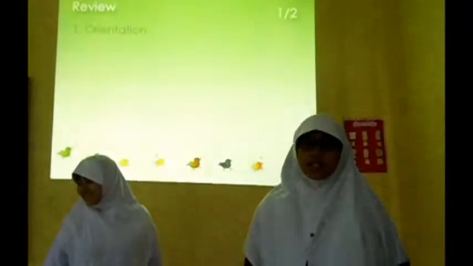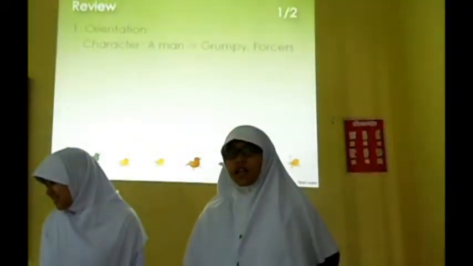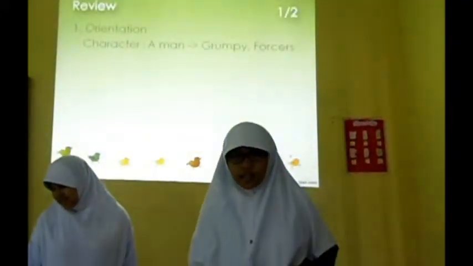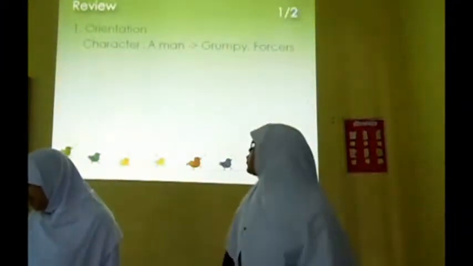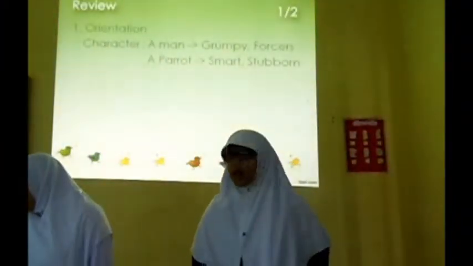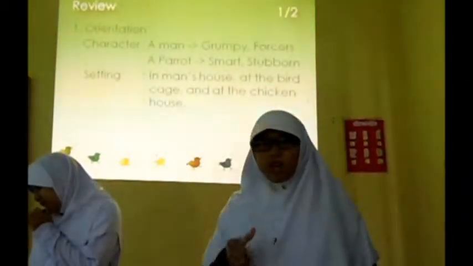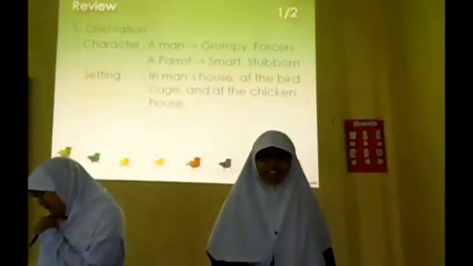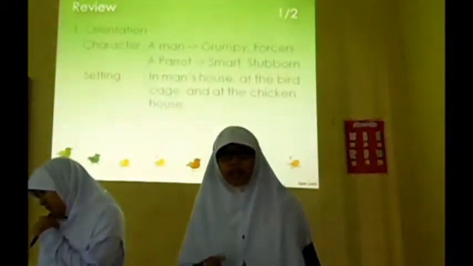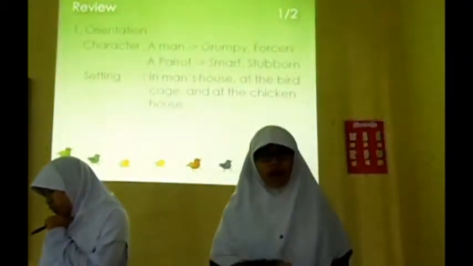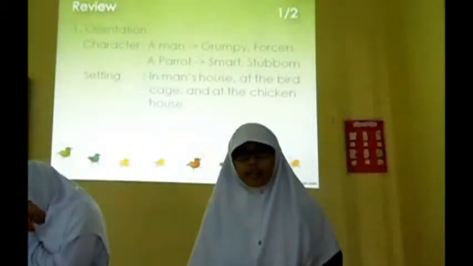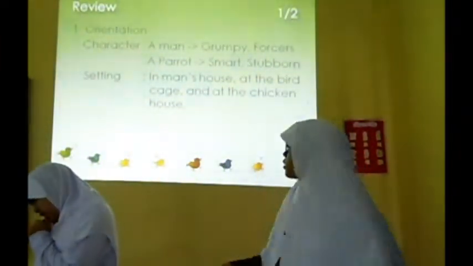Let's review this narrative text. First is orientation. There are character and setting in orientation. I will talk about character. The character of the man is grumpy and forceful, and the bird is smart but stubborn. And the setting is in the man's house, in the bird cage, and in the chicken house.